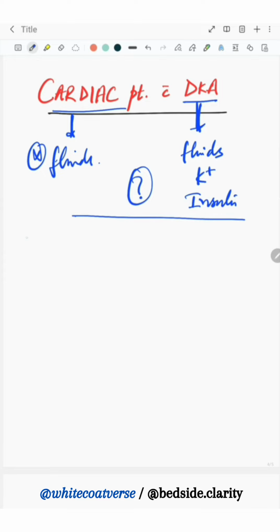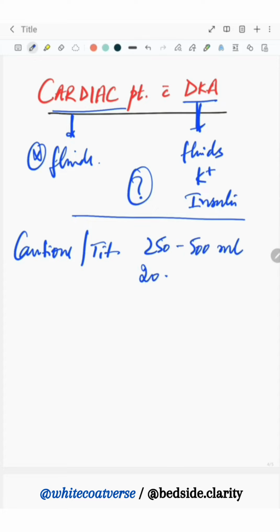So the answer is yes, we will be giving fluids, but in a very cautious and titrated manner of, let's say, 250 to 500 ml of fluid aliquots over 20 to 30 minutes. And each time we give fluids to the patient, we are going to assess the response of the patient to the fluid in the form of IVC, in the form of 2D echo, or we have to look for the signs of fluid overload in the form of development of pulmonary edema.